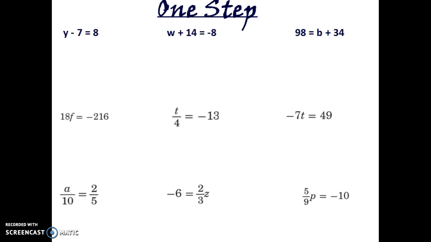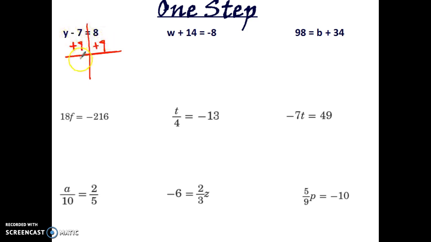And how do we do that? We undo what's done. You want to make sure you know that. Hint, hint. All right, so here we have y minus 7 equals 8. That means 7 was subtracted from a number to give me 8. To figure out that number, instead of subtracting 7, we will add 7 back so we can figure out what that number was.